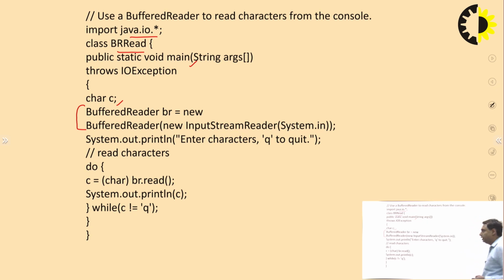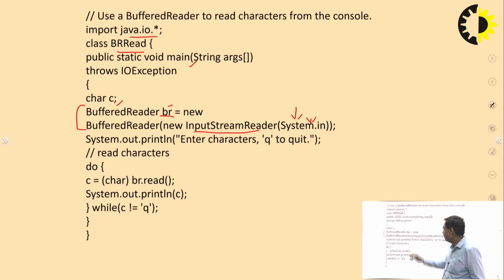Now, to create any input, we must know how to create the object of either the byte stream or the character stream. Here we are creating the object of the character stream. So, br is the object of the character stream, and we are wrapping System.in in this character stream. This is very important, and this conversion is done by the InputStreamReader. Now, the object is available to you. The next job is to start reading from the user, from the keyboard.